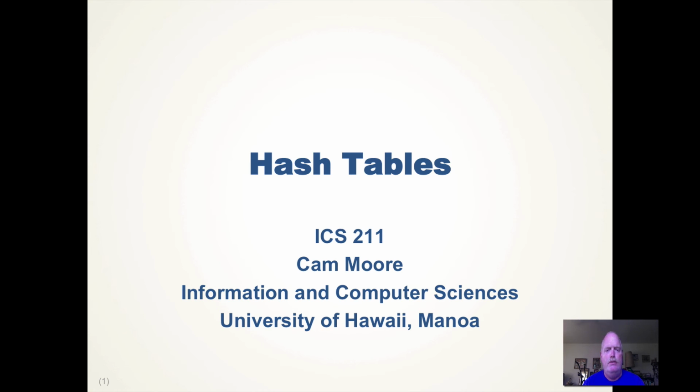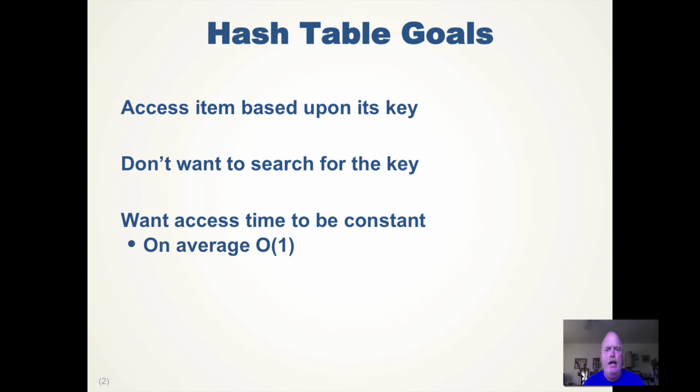So what are some of the goals for having a hash table? We've had other abstract data types. One of the key goals of a hash table is that we want to access the item based upon its key. The key is some aspect of the item. It may be a particular piece of the item or some label on the item, and we want to access it based upon this key. We don't want to have to search through the entire data structure to find this key.